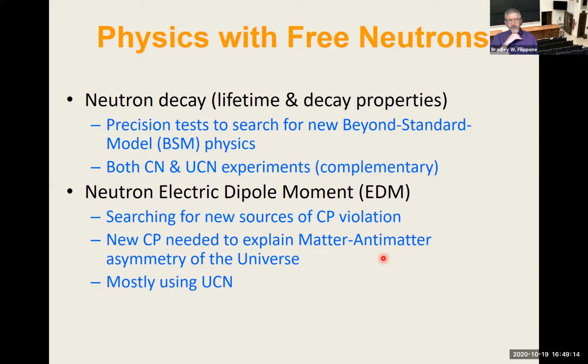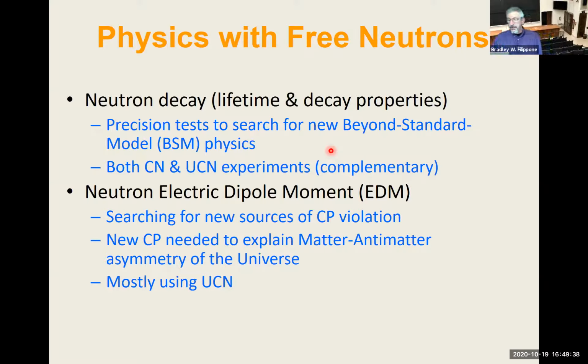So I'm going to talk about 2 kinds of experiments. The first one is neutron decay, which uses the weak interaction's parity violation, that symmetry violation I mentioned before. Since we understand the weak interaction precisely, if we measure it with sufficient accuracy, we can look for deviations from, we call it beyond standard model physics.